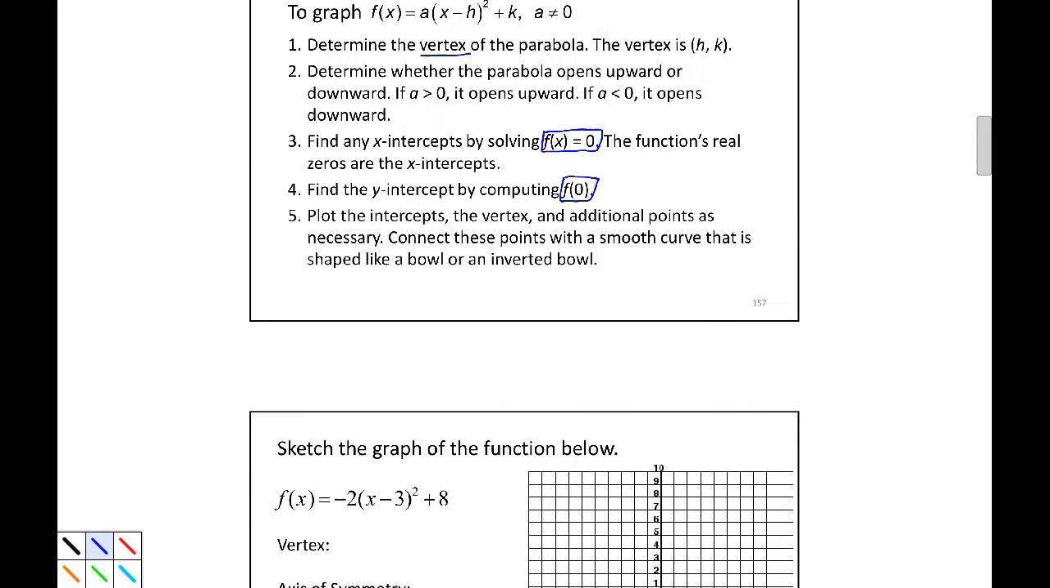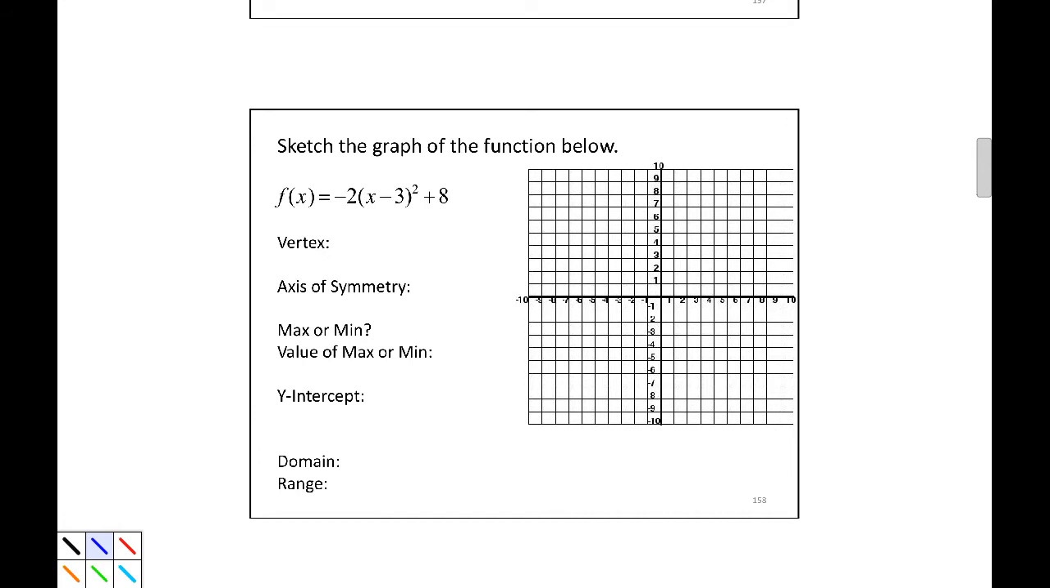Now let's graph two of these. Sketch the graph of the function below. f of x equals -2 times (x minus 3) squared plus 8. Now remember, the form is a times (x minus h) squared plus k, and (h, k) is the vertex. So because we have minus 3 plus 8, that tells us that our vertex is the point (3, 8), that ordered pair. Let's go ahead and put that point on our graph, (3, 8).